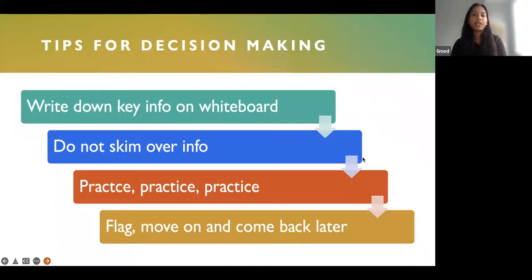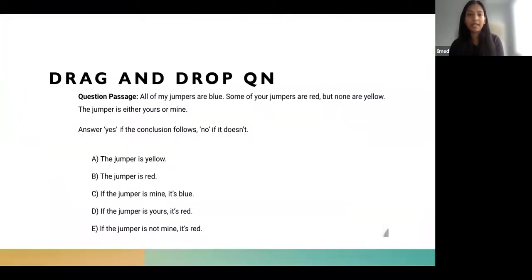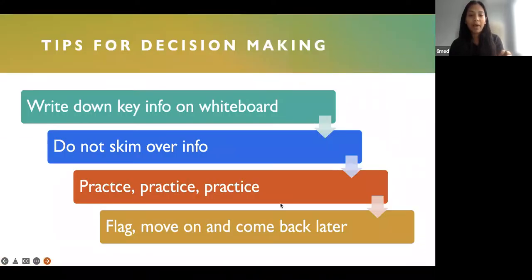So main tips for decision-making: write down the key information that you get on the whiteboard that's given. Don't skim over information. You can skim over information in verbal reasoning and you might be able to get away with it, but with decision making, I wouldn't advise that, because these kinds of statements, it's really important to get your answers right. And again, practicing, and if you find something difficult, flag, move on and come back to things later.